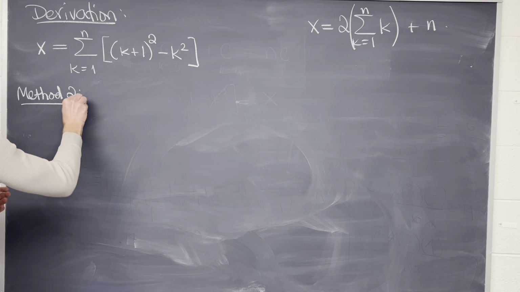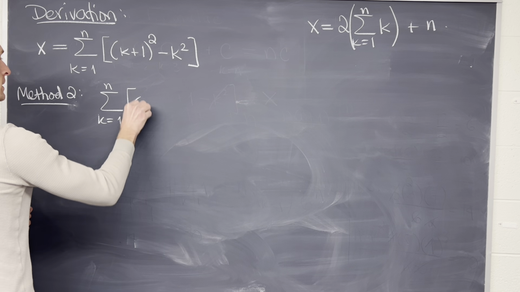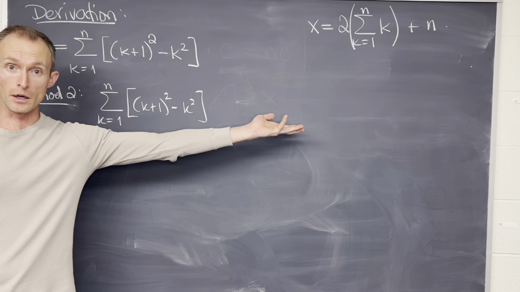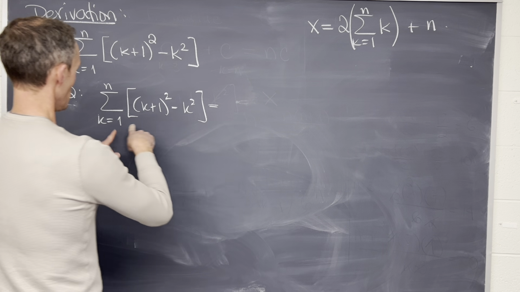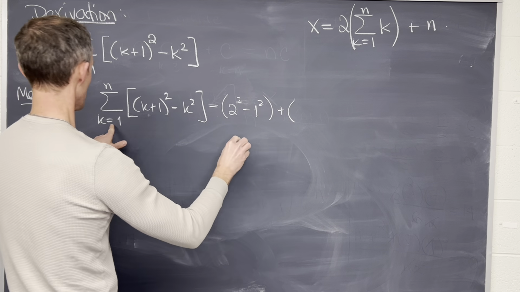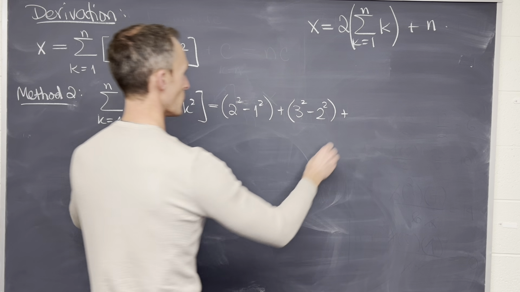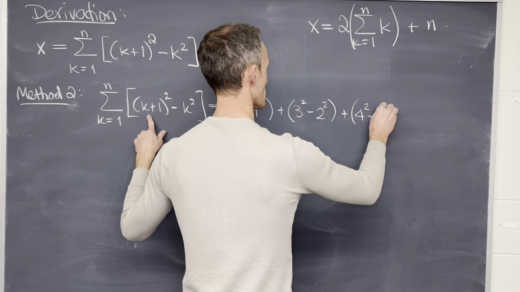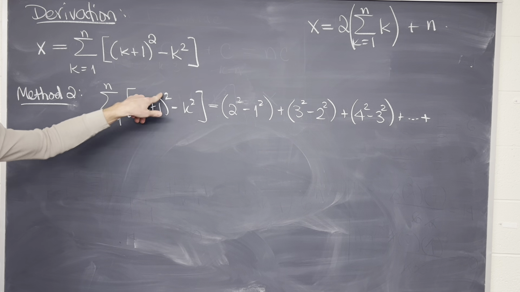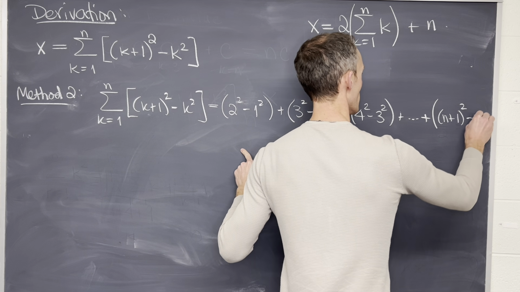So method number two. If I write this out as the sum k goes from 1 up to n of (k plus 1) squared minus k squared, and I just expand it out, what do I get? Well, if k is 1, I'm going to get 2 squared minus 1 squared plus 3 squared minus 2 squared plus 4 squared minus 3 squared plus, what's my last term? Well, that's k equals n, so I get (n plus 1) squared minus n squared.